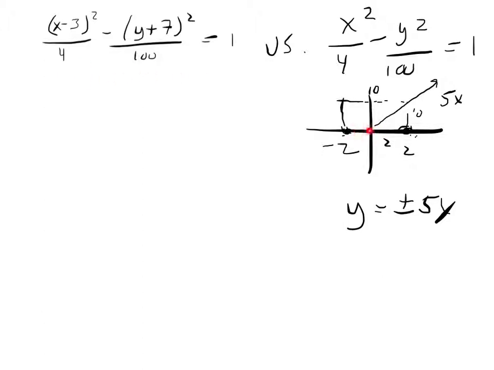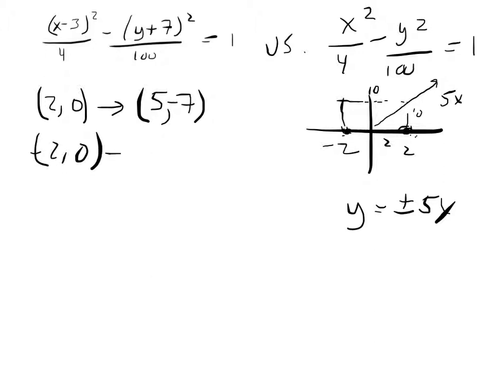Well, the center is going to move from 0, 0 over to 3, negative 7. Right 3, down 7. So if I want to know where my two vertices are, the 2, 0 is going to move to, let's see, that would be 3 units right and 7 units down. That's going to go to 5, negative 7. And the negative 2, 0, if I move 3 units right and 7 units down, I'm going to go to 1, negative 7.